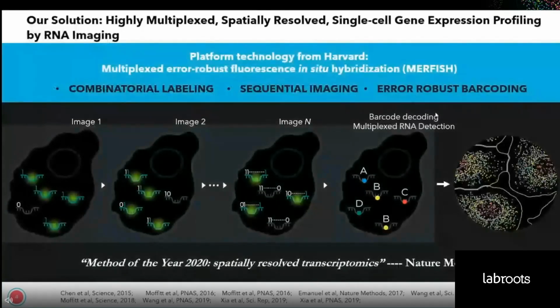So here at Vizgen, we use MERFISH chemistry to generate spatial transcriptomics data. MERFISH stands for multiplexed error-robust fluorescent in situ hybridization, and uses combinatorial labeling, sequential imaging, and error-robust barcoding to detect, quantify, and localize transcripts from a number of genes across an entire tissue section. MERFISH itself has been around since 2015, coming out of Harvard, and has definitely contributed to generating a lot of buzz around spatially resolved transcriptomics, with Nature Methods naming it Method of the Year in 2020.